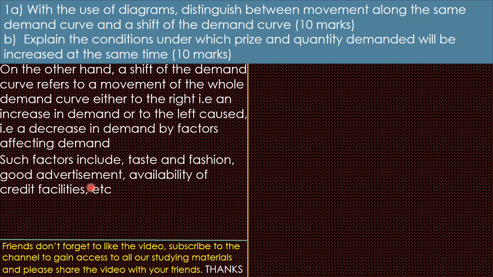Good advertisement, guys. If you advertise your goods so well, more people are going to demand it, and therefore good advertisement is simply a factor that affects demand and is going to cause the demand curve to move to the right, guys, which is going to give you an increase in demand. Then availability of credit facilities. If you offer more credit facilities to your customers, it's going to encourage them to demand more goods than if you don't give them credit facilities. Good. Then guys, taste and fashion.